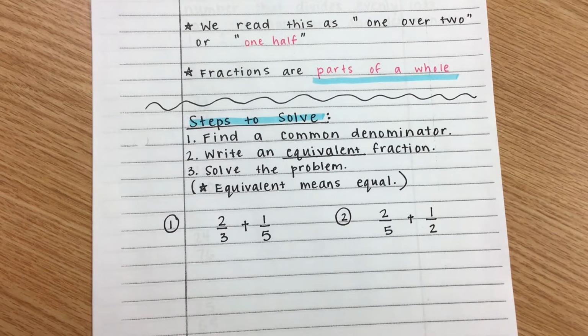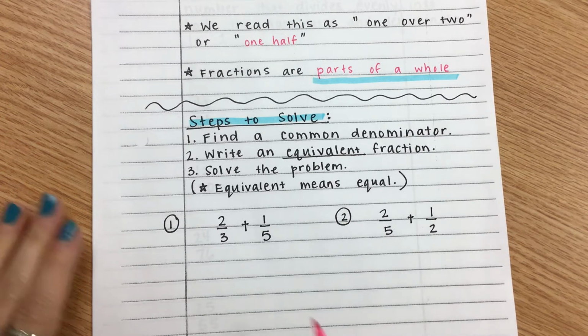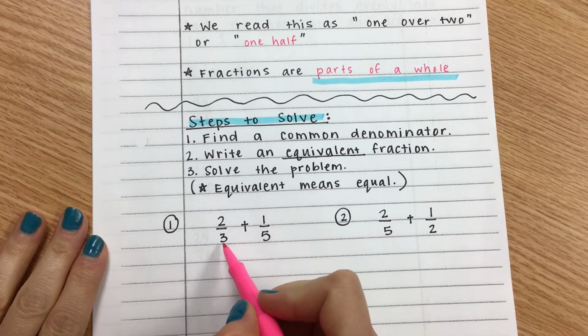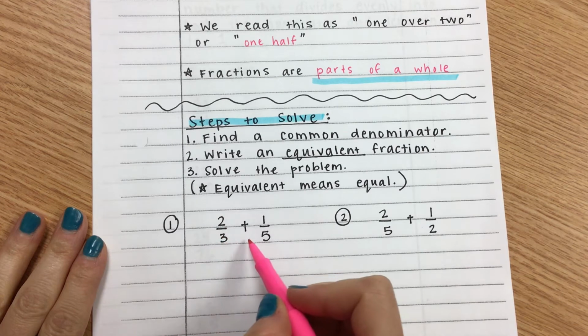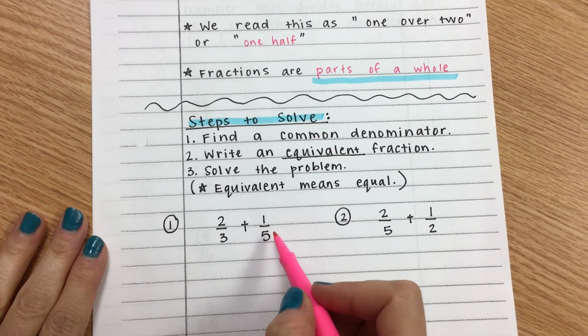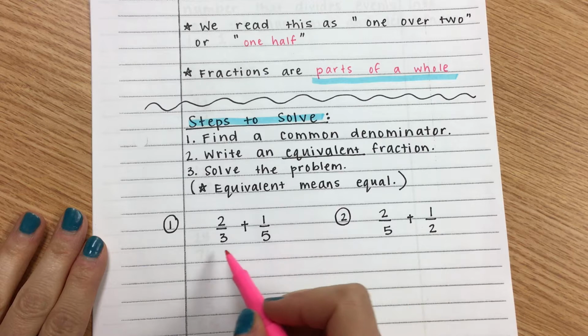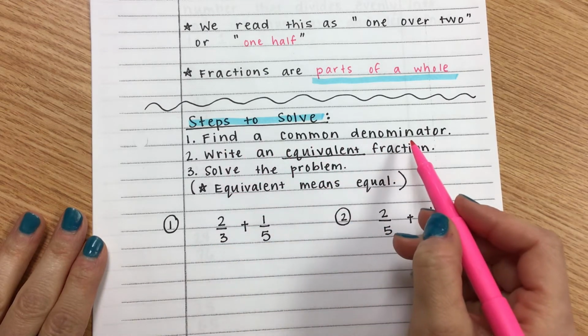Something to keep in mind is equivalent. You'll hear me say that a lot. Equivalent just means equal. It's just a mathematical term for equal. So our first problem is 2/3 or 2 over 3 plus 1/5 or 1 over 5. So I first have to find a common denominator.